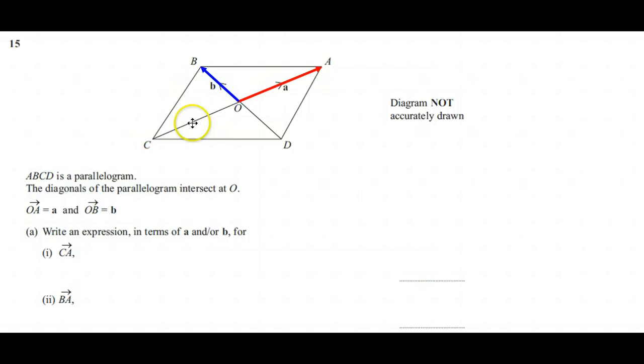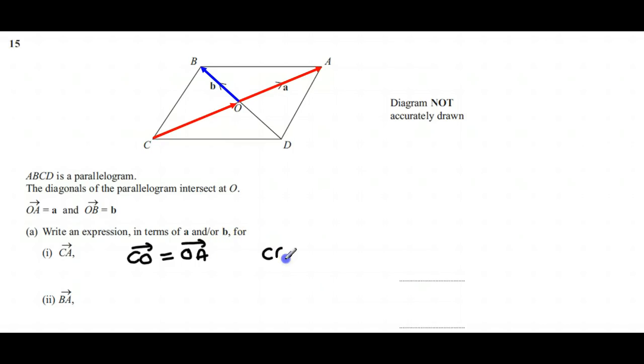So write an expression in terms of A and/or B from C to A. Because of the parallelogram, we know that these two are the same. If we're to write it out fully, we've got the fact that CO is equal to OA, and that's because of the properties of the diagonals of a parallelogram.